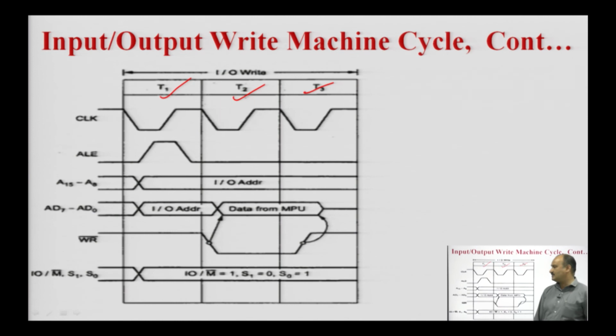The status signals for the input output write operation are IO/M equals 1, S1 equals 0 and S0 equals 1. So, with the help of the status signals, the processor will identify that it is required to perform the input output write operation, and for this, the processor will execute the input output write machine cycle, which consists of 3 T states, that is T1, T2 and T3.